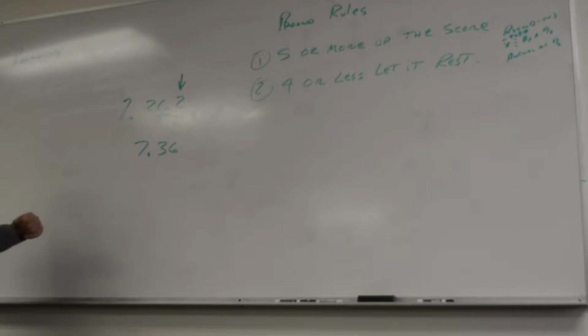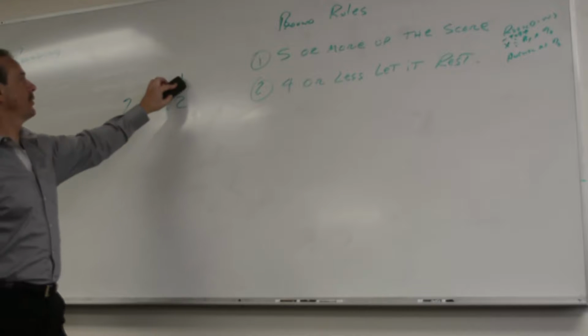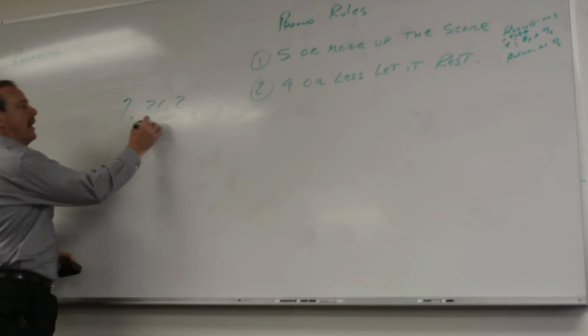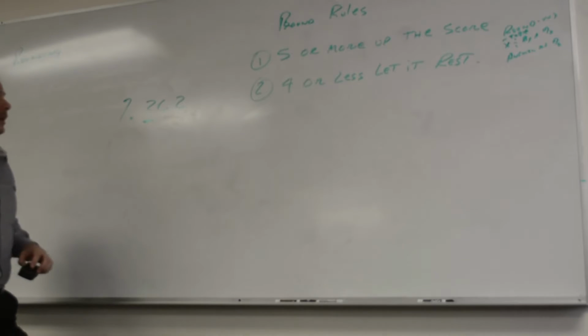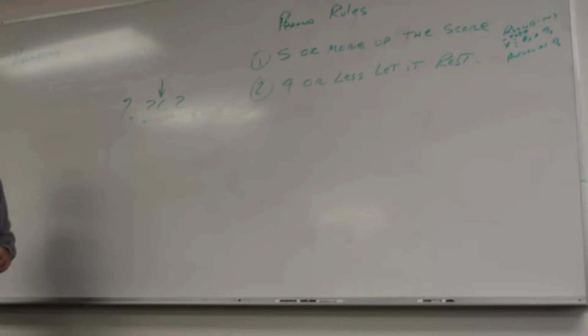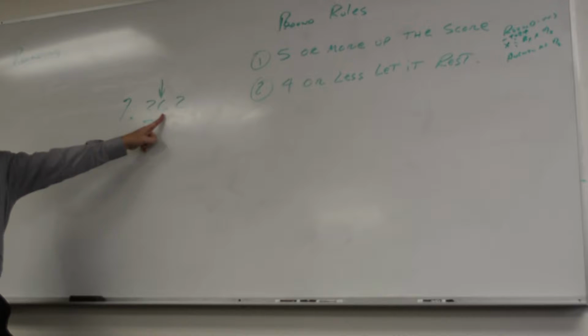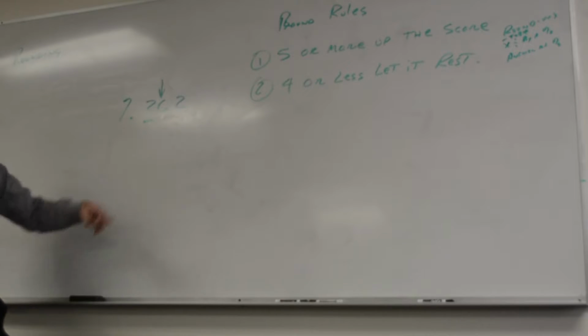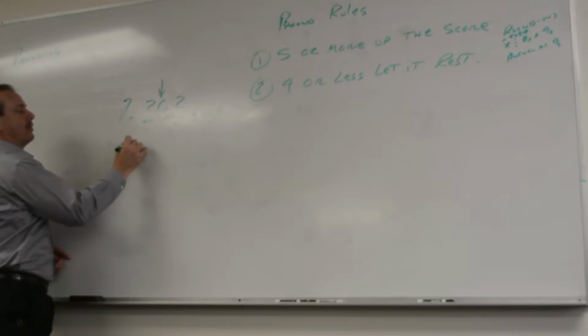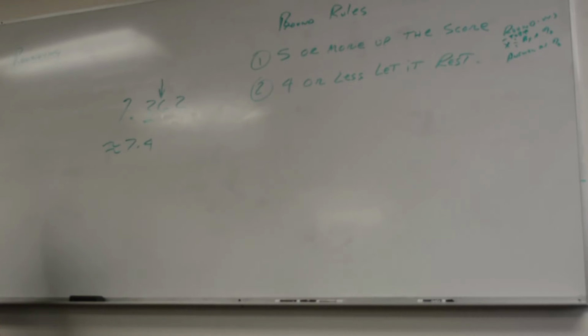Now, say we wanted to round it to tenths. Let's take this down. Now we want to round it to tenths, so this is the number we're going to round to. This is the number we look at. Now, this is 6. Which rule does this come under? 5 or more, up the score. So this goes up 1, so this becomes 7.4.